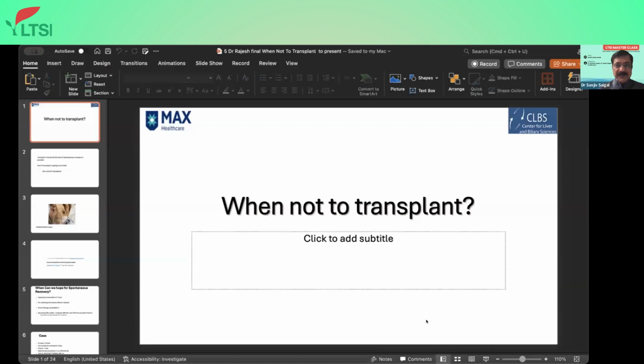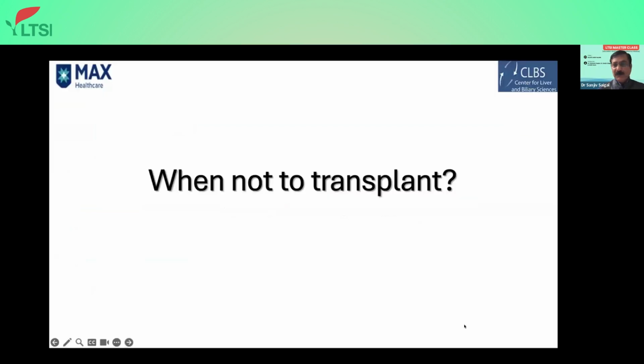So we have Dr. Rajesh Day with us, on a very important topic, when not to transplant, because I think this is one of the most important key things which shows the maturity of the team, of the surgeon, of the entire team actually, to hold yourself and say, no, I don't want to do transplant. So Rajesh, would you present a crisp presentation on this?